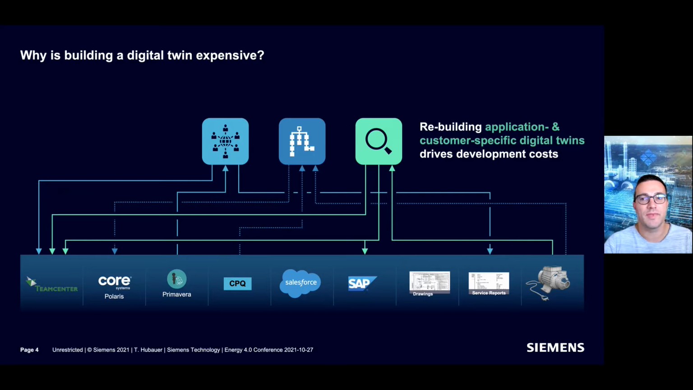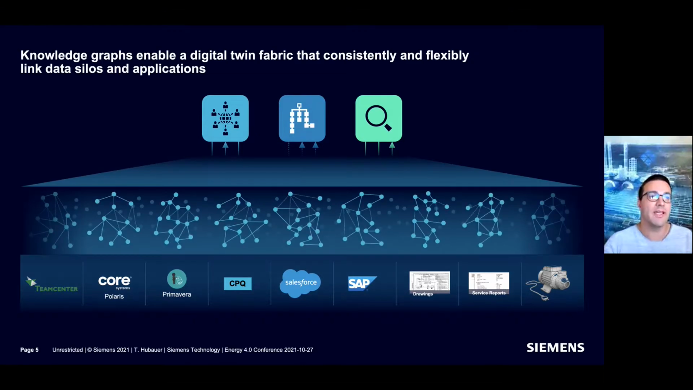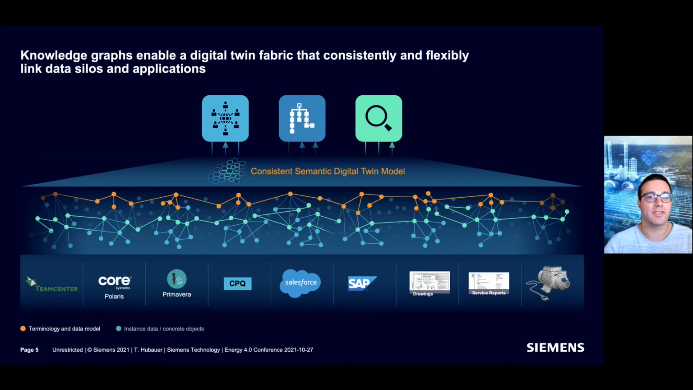So instead, what we have been introducing at Siemens is the use of knowledge graphs as a technology that enables us to build what we call a digital twin fabric, which consistently and flexibly allows us to link over those different data silos and provide one consistent data model to all applications, which can then be reused. We like to use the term of a digital twin fabric here, which provides integrated and standardized access.